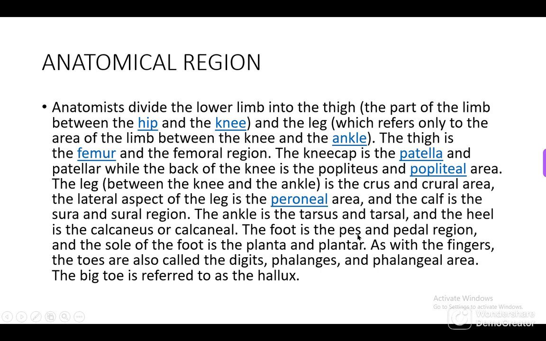These are the regions where we use pes, and the pedal region. The sole of the foot is the plantar. The sole of the foot is a very important part; very thick structures are seen in the sole. As with the fingers, the toes are also called the digits, phalanges, phalangeal area. The big toe is referred to as the hallux, or hallucal.